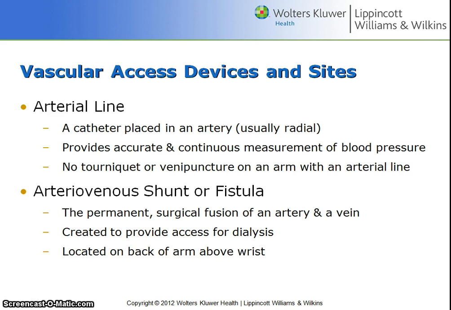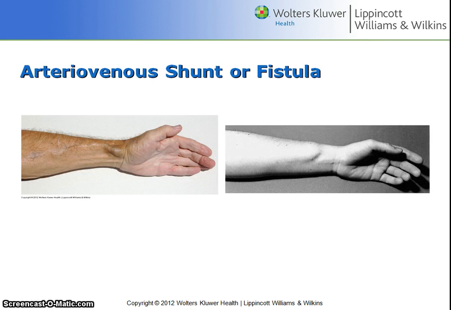Arteriovenous shunt or fistula. It's created to provide access for dialysis. It's the surgical fusion of an artery and a vein, usually located on the back of the arm above the wrist. And there's an image of that.